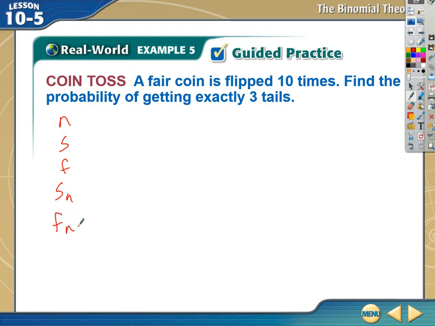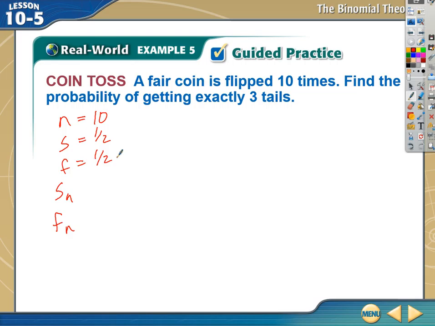Okay. So how N? What's the number of times I'm doing something? 10. 10 times I'm flipping something in the air. S, what's my probability of success? So they want 3 tails. Well, what's the chance of getting a tail? Oh, just 1/2. Okay. Fail. What's the probability of getting a fail? Well, again, not getting a tail means I get a head. So there's only another one. So my probability of failure is also 1/2.